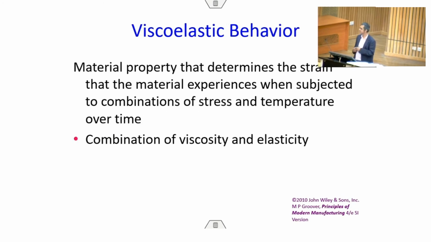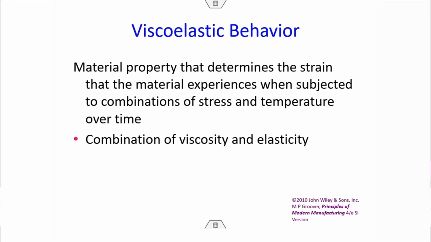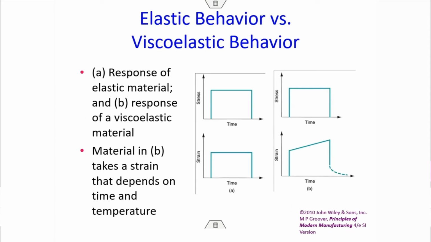Okay, now let us also discuss a bit of the viscoelastic behavior, which is observed in the case of polymers. It is a material property that determines the strain that the material experiences when subject to a combination of stress and temperature over time. That is what viscoelastic behavior is. Viscoelastic means viscous and elastic. It is a combination of viscosity and elasticity. Many of you have read that polymers show this behavior. So, this is the response of an elastic material and the response of a viscoelastic material. See, this is the elastic and this is the viscoelastic.